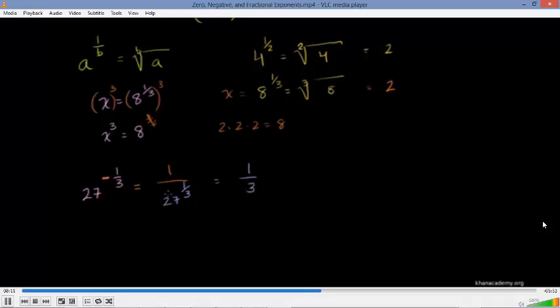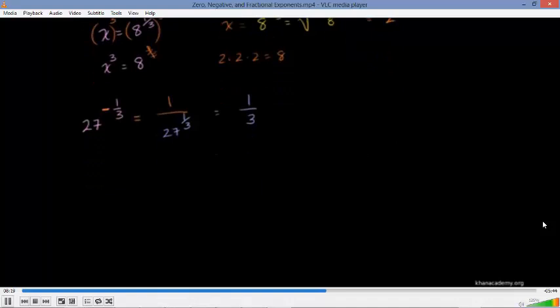Not too bad. Now I'm going to take it even to another level. Make it even more confusing. Even more daunting. Let me do something interesting. What is 8 to the 2/3 power? Now that seems a little bit scary. And all you have to remember is that this is the same thing, using our exponent rules, as 8 squared to the 1/3 power.